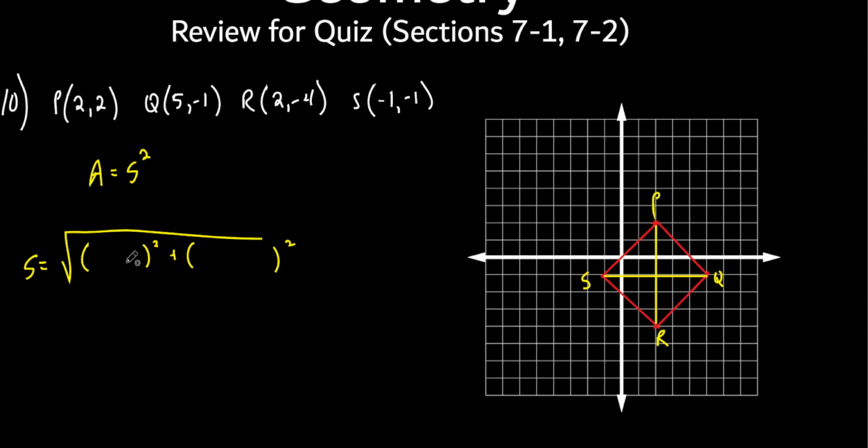Subtract the x's. Doesn't matter what order we subtract them in. I'm just going to go 5 minus 2. Is that all right? Then I'm going to go 2 minus negative 1. Why did I do that? Just keep it positive. Either way, it doesn't matter what order you subtract them in. You're still going to get the same thing anyway. So what's this? 5 minus 2, which is 3. 3 squared is 9. Yes? Plus, what's this? It's also 3. 3 squared is... Did I do that right?